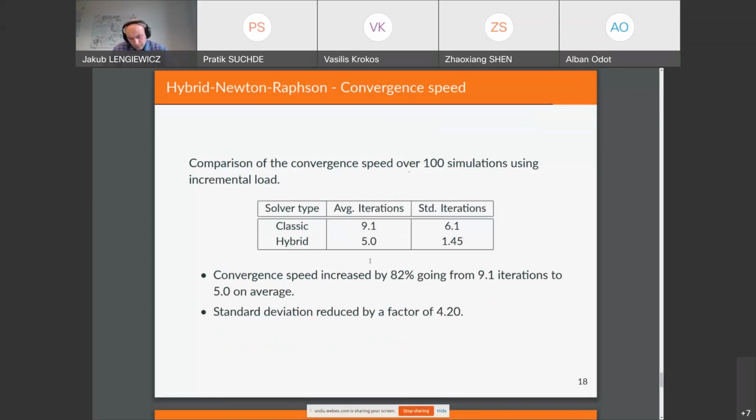So we apply the same forces as in the previous test, but with load steps. When it does not converge with a single step, we apply 2. When it doesn't converge with 2, we apply 3, etc. The classic Newton-Raphson usually converges in 9.1 iterations on average, whereas with the hybrid Newton, we managed to converge in 5 iterations. So that's pretty good. And we also have a standard deviation which is reduced by a factor of 4.2. So that's also pretty good for our case.